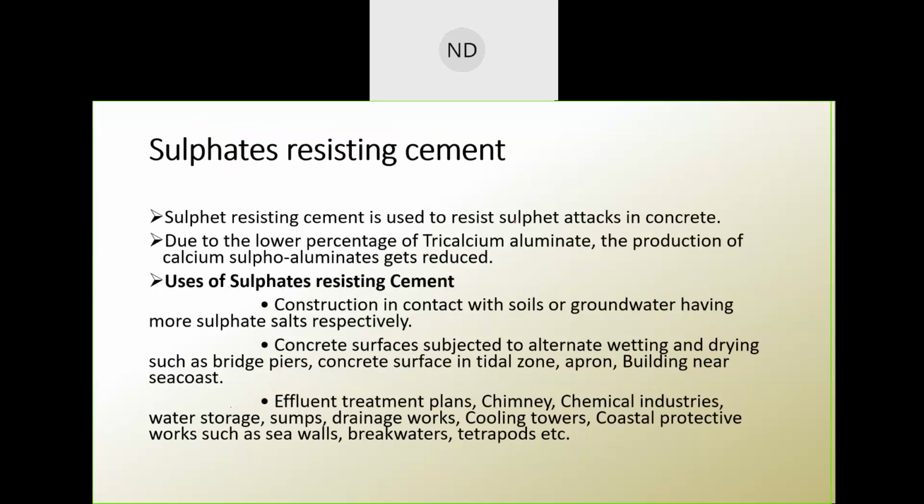Due to the lower percentage of tricalcium aluminate, the production of calcium sulfoaluminate gets reduced. In this sulfate resisting cement, our tricalcium aluminate is reduced. Why? The percentage of tricalcium aluminate is reduced from the normal cement, and the production of calcium sulfoaluminate gets reduced. So if we reduce this, that will also reduce, and then it will form this sulfate resisting cement.